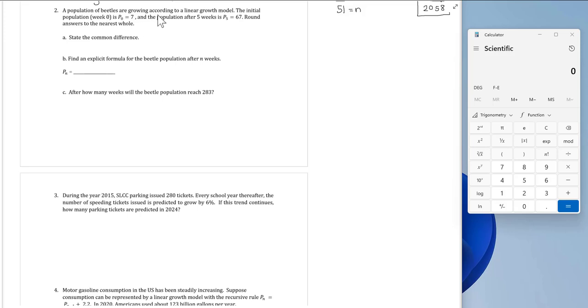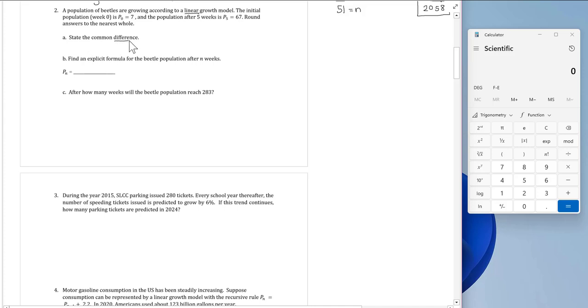A population of beetles are growing according to a linear growth model, so they actually tell you in this case that it's linear. The initial population at week 0 is p sub 0 equals 7, and the population after 5 weeks is p sub 5 equals 67. Round answers to the nearest whole. So what's the common difference?